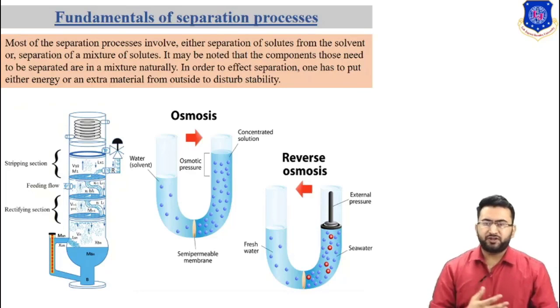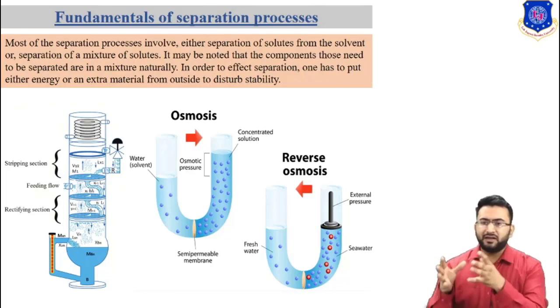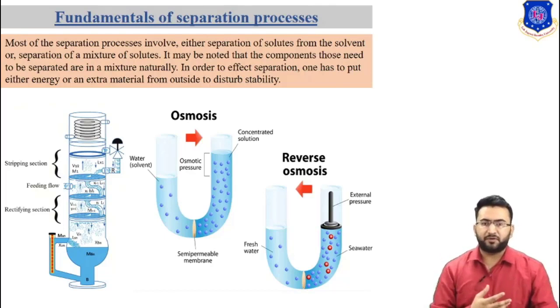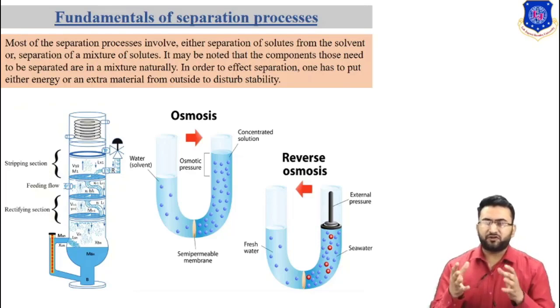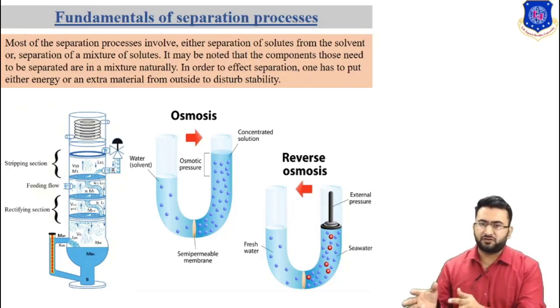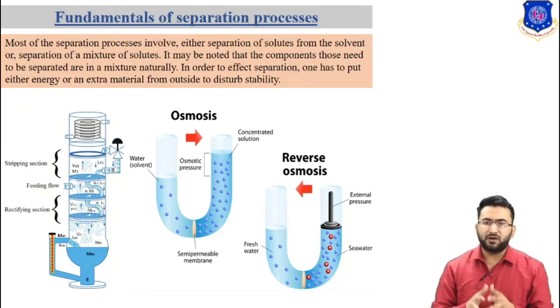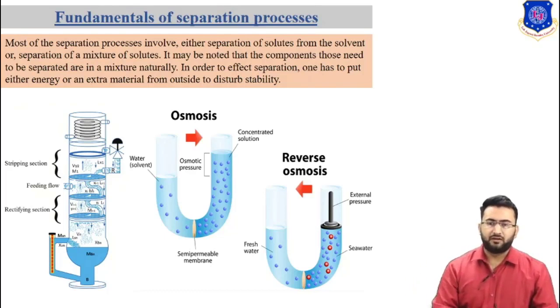In food and juice processing industries, separation is a primary stage of operation. Most pharmaceutical industries have a separation unit as an integral part downstream, or as the main unit. In milk processing, separation is primary. Most separation processes involve either separation of a solute from a solvent or separation of a mixture of solutes. It may be that the components to be separated are not in a mixture naturally. In order to effect separation, one has to put in either energy or extra material from outside to disturb this stability.